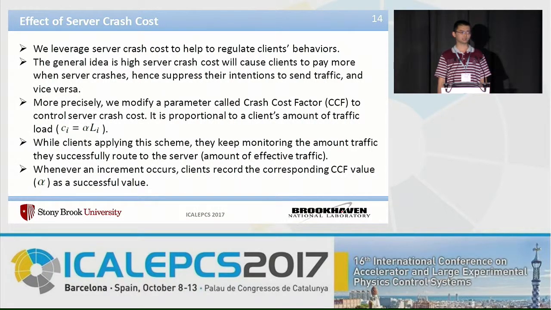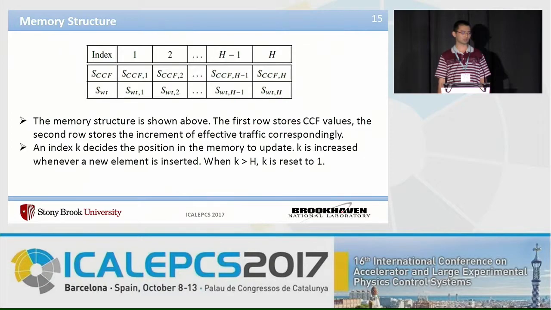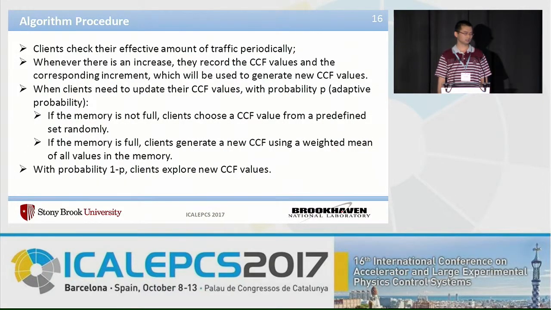While applying this strategy, the client keeps monitoring the amount of traffic they successfully load to the server, which we call the amount of effective traffic. Whenever an increment occurs, the client records the corresponding value as a successful value. The memory structure is like this. The first row stores the successful values, and the second row is the corresponding increment in the effective amount of traffic, also called the weight of the CCI value, and an index k used to update the memory. So the algorithm procedure goes as follows.